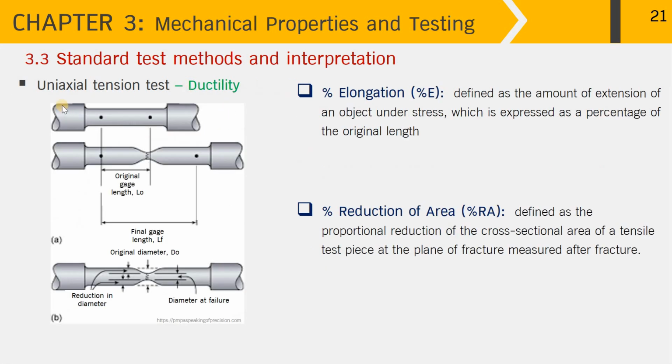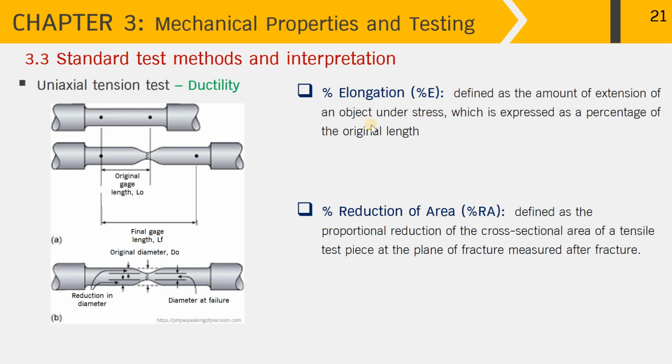Now let's move on to ductility, which is a very important parameter showing the safety of metals and the ability of metal to be formed. We have 2 parameters over here. The first one is percent elongation, or percent E. It is defined as the amount of extension of an object under stress, expressed as a percentage of the original length. And next is the reduction of area.